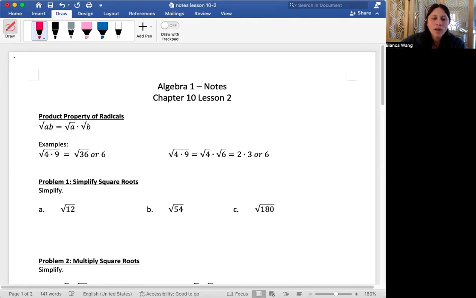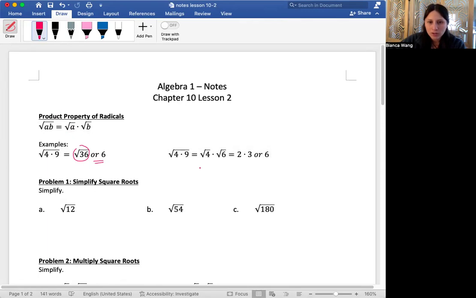So here's some basics here. When we have a square root of a times b, we can look at that as a square root of a times a square root of b. So for example, if we have a square root of 4 times square root of 9, you can multiply what's inside and say, okay, 4 times 9 is square root of 36, or simplify square root of 36 and make that 6.